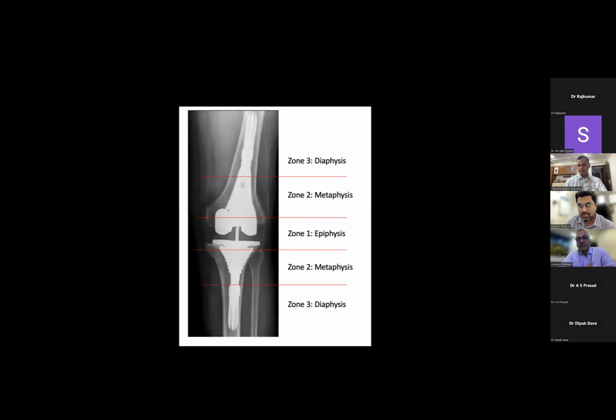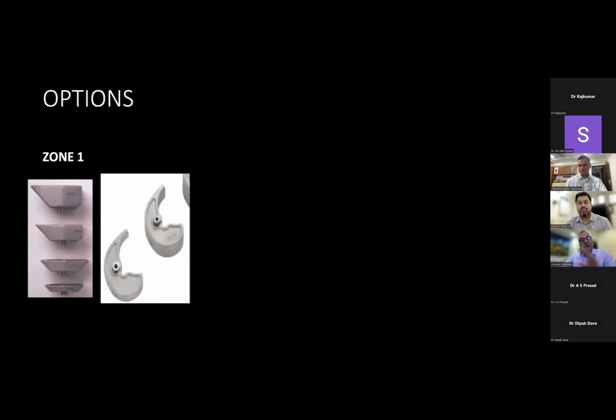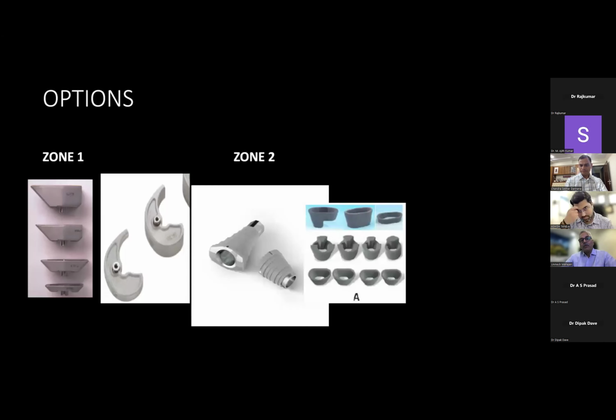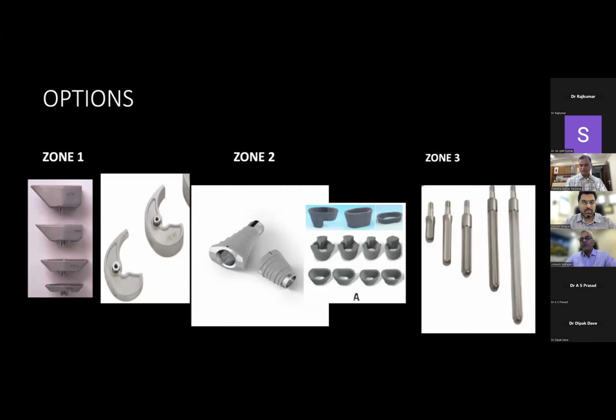So when you look at the fixation part, we have 3 fixations. Here you can see zone 1, 2, 3. For zone 1, we have the augments, distal femoral augment, posterior augments, or tibial wedges. For zone 2, we have sleeves and we have cones. Of course, sleeves are better than the cones in terms of fixation and stability together. And for zone 3, we have stems. So we have 3 things for 3 zones, and with these together, I think we can reconstruct very well.